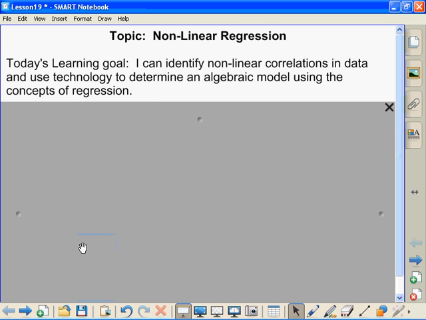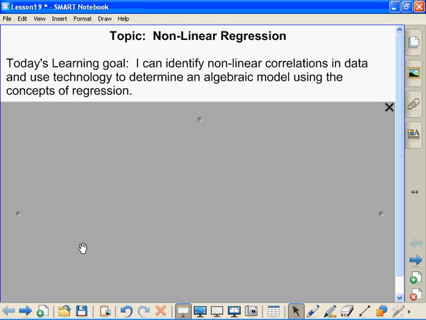Hello and welcome to the lesson on nonlinear regression. So the goal today is that you can identify, first of all, that it's a nonlinear correlation, so you can look at the scatter plot and then determine what type of nonlinear correlation it's going to be, and you're using the graphing calculator to do this.